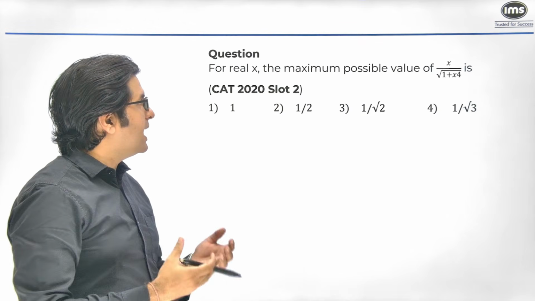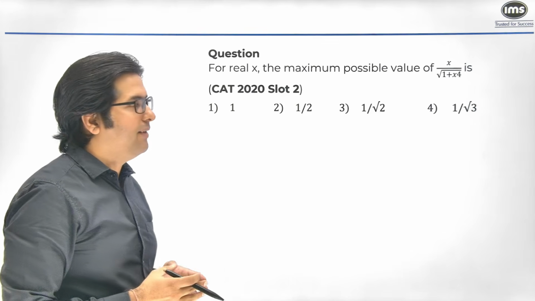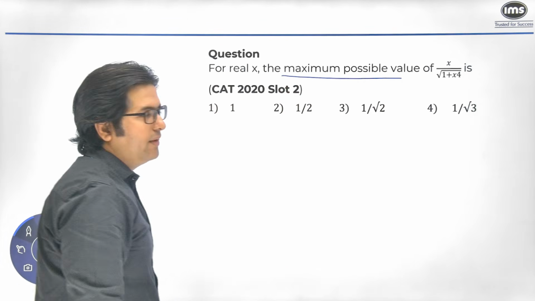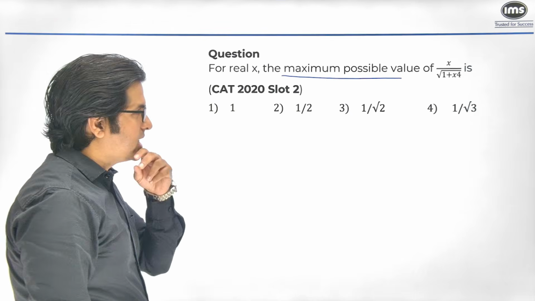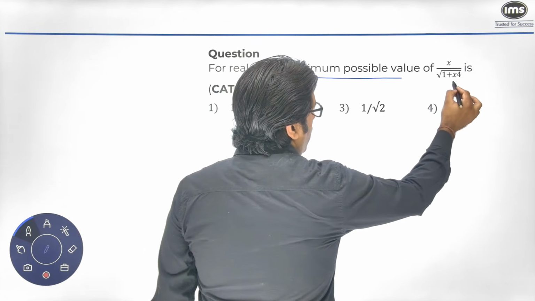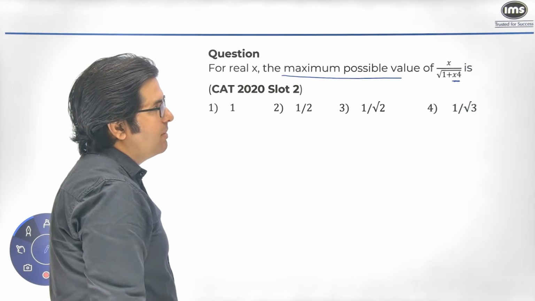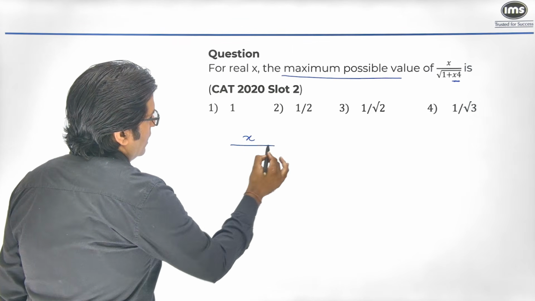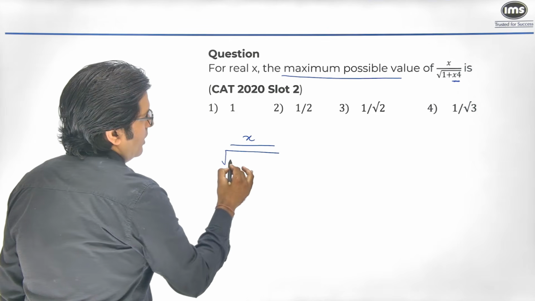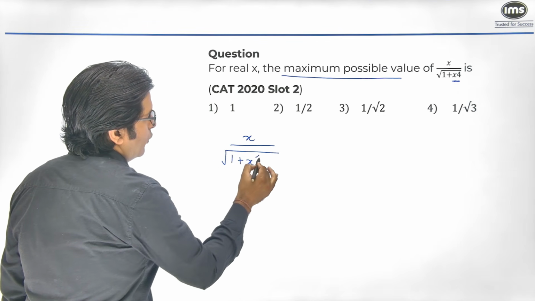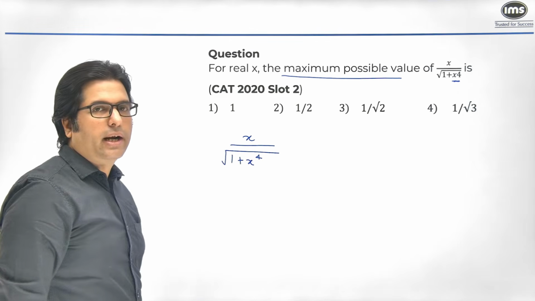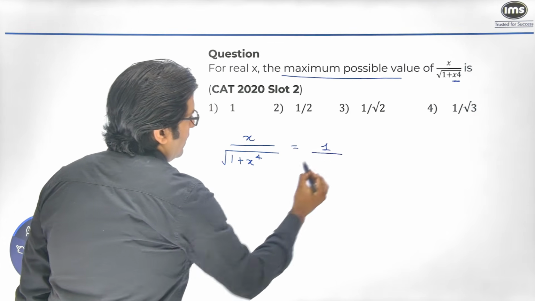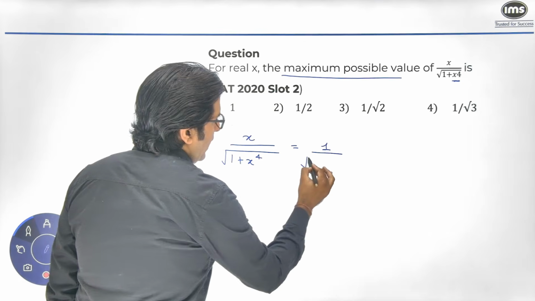Let's move towards next question on similar lines. So for real x, the maximum possible value, again, this part of maximum possible value is going to give us the hint that we have to convert this expression into some form of minimum, maximum. So can I say I'll rewrite this expression again for convenience, x upon under root of 1 plus x to the power 4. If I divide both numerator and denominator by x, can I say I'll have in the numerator 1 and in the denominator I'll have the term.